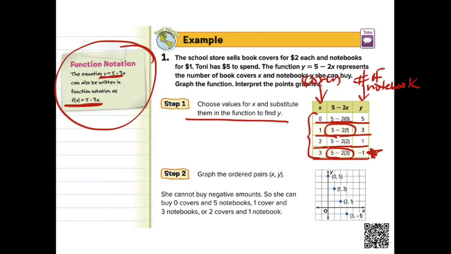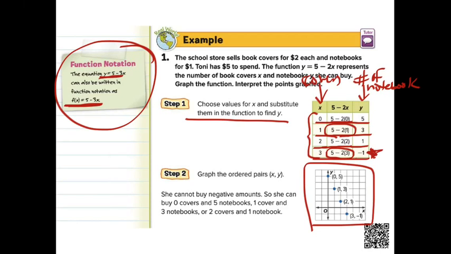So some things to think about when we're creating a table. Some numbers are more reasonable than others. How about a decimal or a fraction? Could I have chosen a fraction for my x? Could you buy a fraction of a book cover? Something to think about. Now for the graphing.